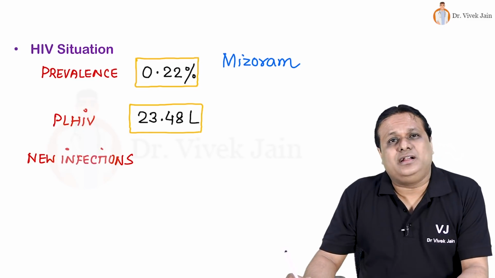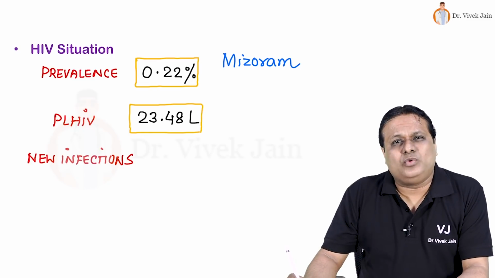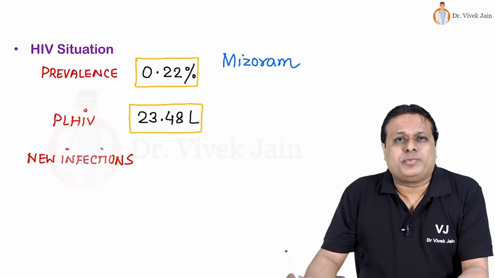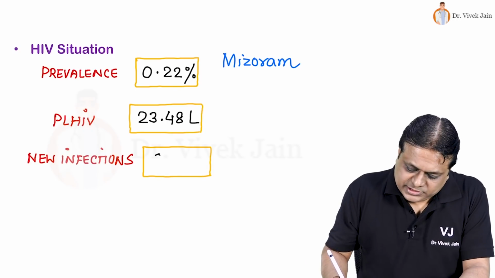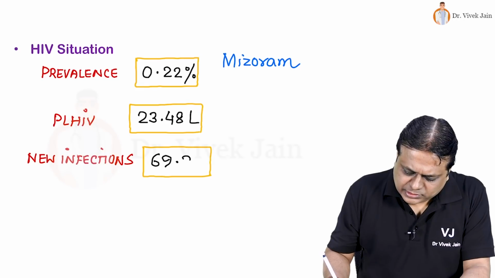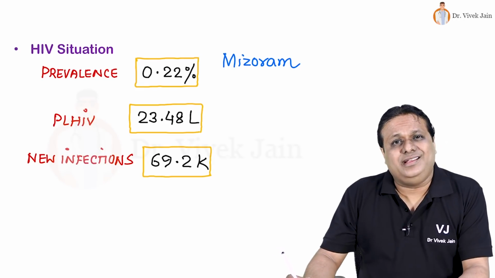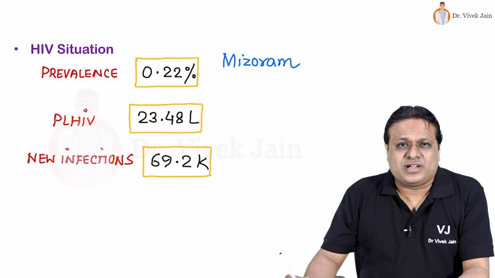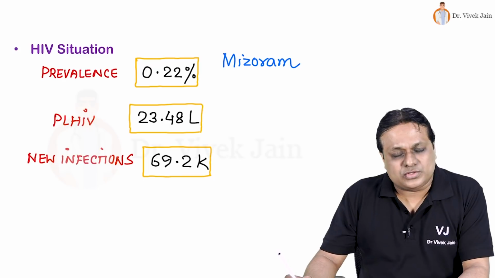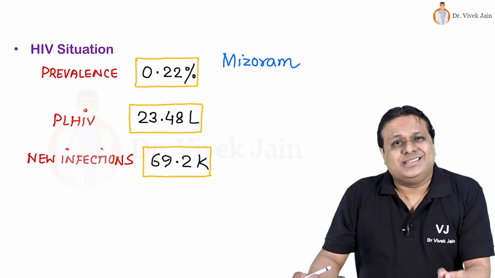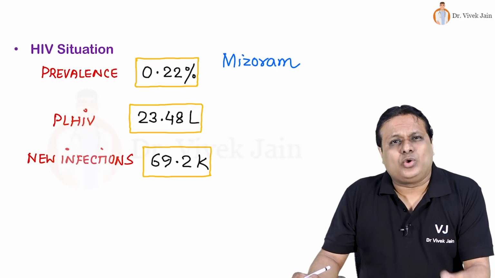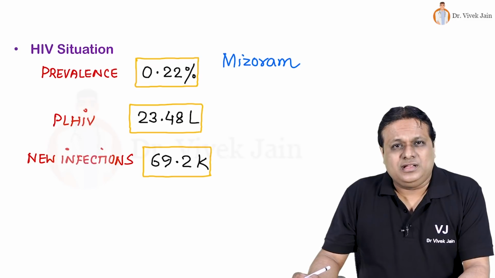When we look at PLHIV, total people living with HIV and AIDS, that has been found to be over 23 lakh in our country, where maximum cases are found in the state of Maharashtra, followed by Andhra and Karnataka. When we look at new infections of HIV in our country, that was reported to be 69,000 in our country last year. Again, Maharashtra leads the charts in terms of new infections also. What is the commonest opportunistic infection of HIV in our country? That is tuberculosis.